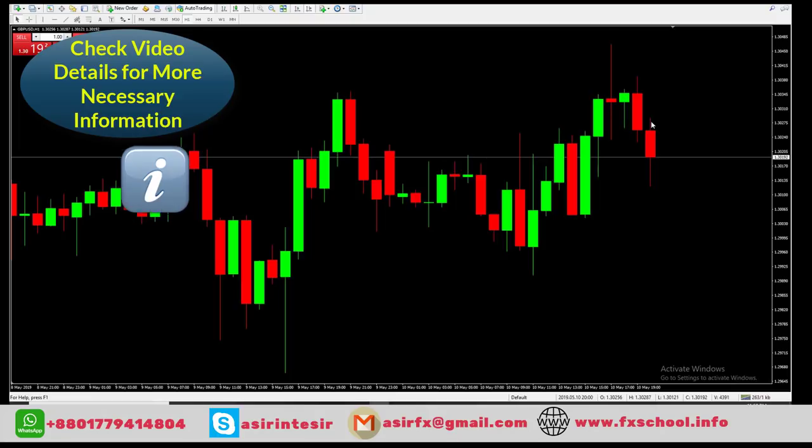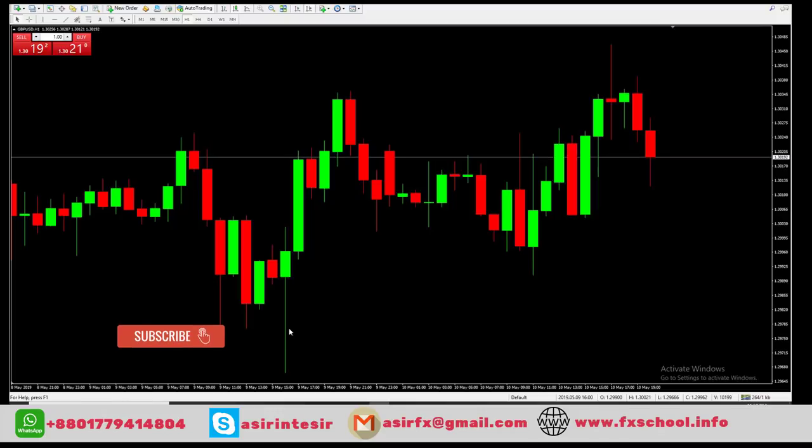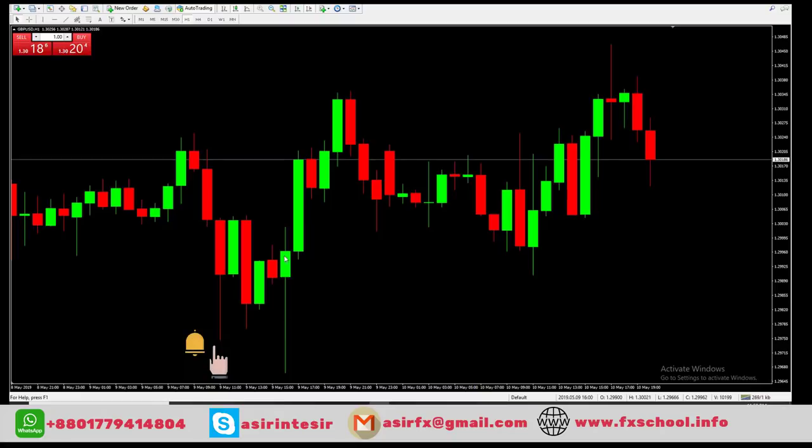Okay, so I think you understand. This is called a shadow of a candle. This is the main body and this is the shadow. The downside is a lower shadow, and the upside is an upper shadow.